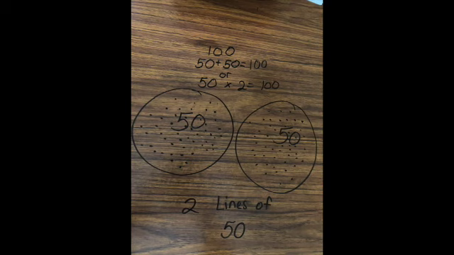Or if I wanted to challenge myself, I could think of a multiplication sentence where that would be true. 50 plus 50, the same as doing that would be to say 50 times 2 equals 100. Why did it have to be 2 lines of 50? Why not 2 lines of 55? Or why not 2 lines of 30? Why did it have to be 50?